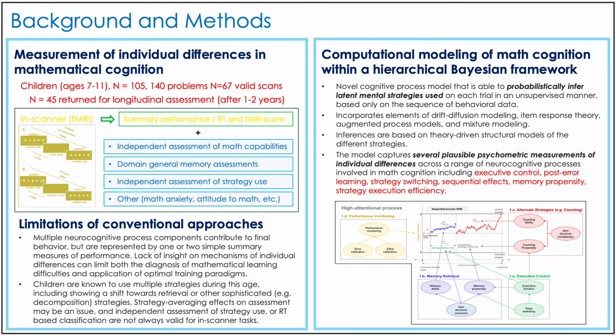We develop and implement a novel computational model of math cognition within a hierarchical Bayesian framework. This model incorporates elements of drift diffusion modeling, item response theory, augmented process models, and other mixture modeling strategies. And what we'll show along the next few slides is that we are able to validate the inferences made by these models in a very robust manner.